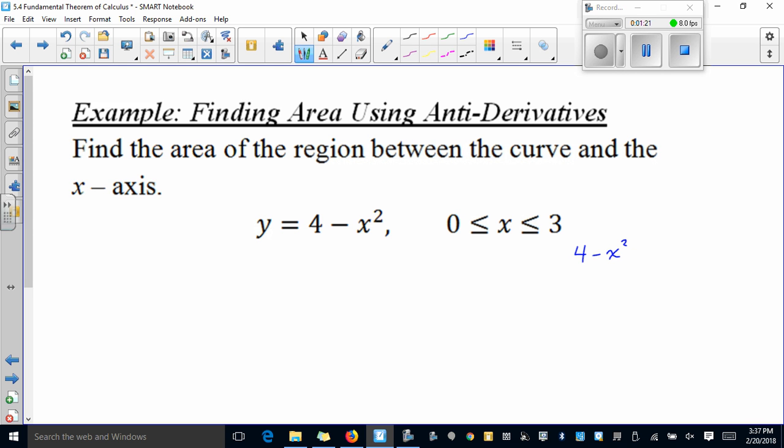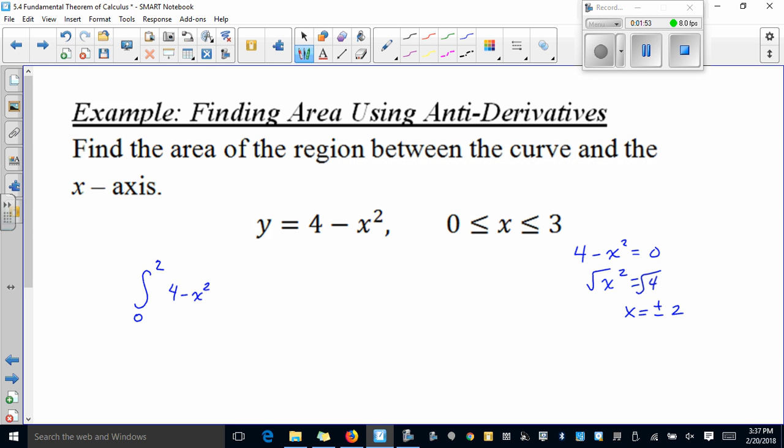So we're going to write the integral starting at 0 and ending at 2, because at this point it crosses the x-axis, of 4 minus x squared, plus, because we're going to add the absolute values here, plus the integral from 2 to 3. Because one of these two is above the x-axis and the other one is below the x-axis.